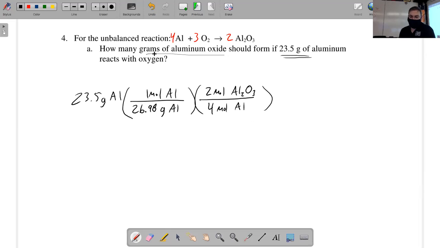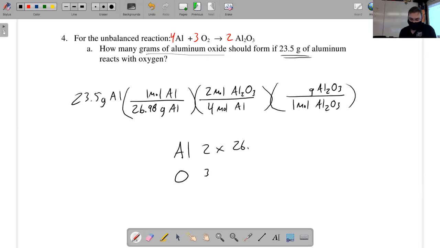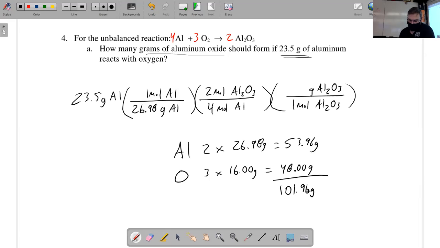But we want to know the mass in grams of aluminum oxide. So finally, you can convert from moles of aluminum oxide into grams of aluminum oxide. So you have to figure out the mass of aluminum oxide. 2 aluminums and 3 oxygens. 101.96.